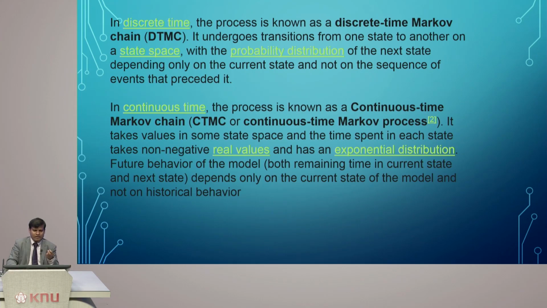And before we move on to this Markov chain process, I just want to highlight there is some more information about this whole stuff. The Markov chain can be processed in discrete time or in continuous time. As the word discrete time indicates, it can undergo transition from one state to another state on a state space, with the probability distribution of the next state depending on the current state, not on the sequence of events that preceded it.